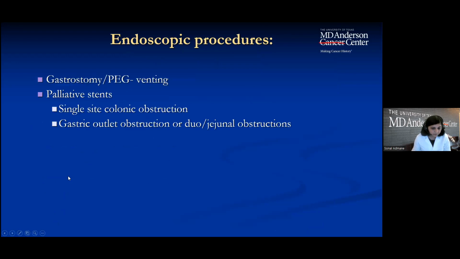Some endoscopic procedures which can be tried in patients include gastrostomy or the PEG tubes, which are for venting, and this is for relief of symptoms. Palliative stents, again, for patients with good performance status and longer prognosis, can be done at centers where such facilities are available.